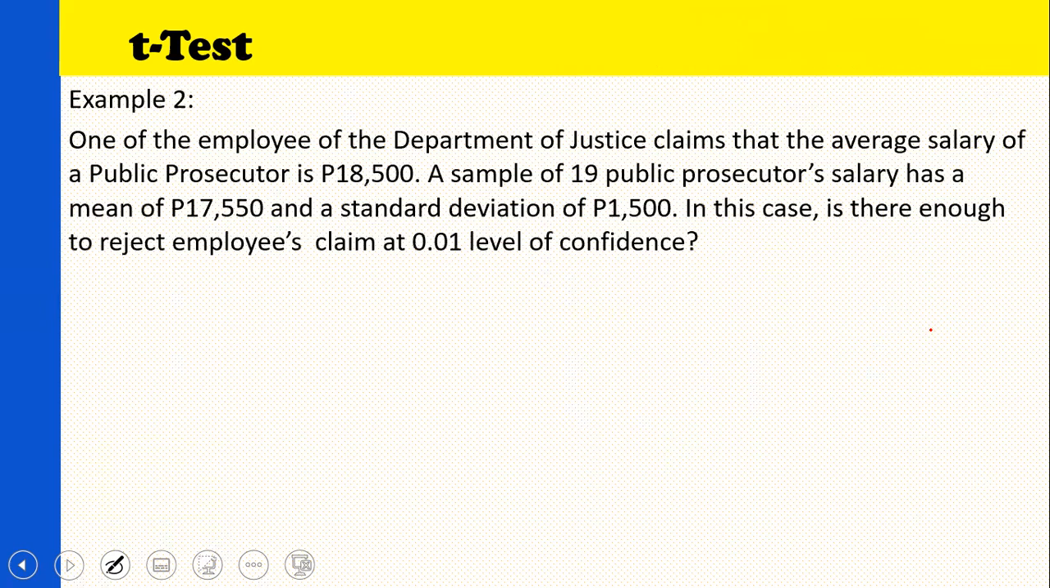Let's move forward to the second example. So let's have the following. One of the employees of the Department of Justice claims that the average salary of a public prosecutor is 18,500. A sample of 19 public prosecutors' salaries has a mean of 17,550 and a standard deviation of 1,500. In this case, is there enough evidence to reject the employee's claim at the 1% level of significance?